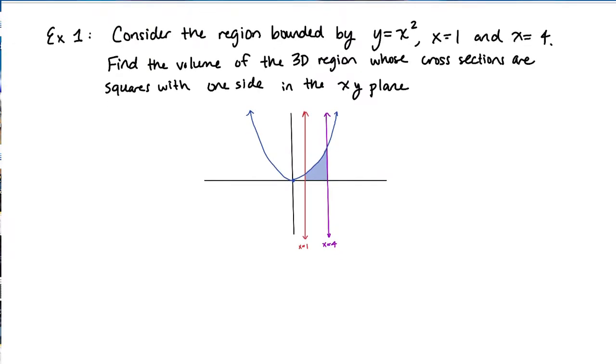We're going to consider the region bounded by y equals x squared, x equals 1, and x equals 4. We will find the volume of the 3D region whose cross sections are squares with one side in the xy plane. Okay, so let's try and visualize what we're talking about here. There is a three-dimensional region that's being described, and here I've already sketched for us the two-dimensional region. So this is just the xy plane.